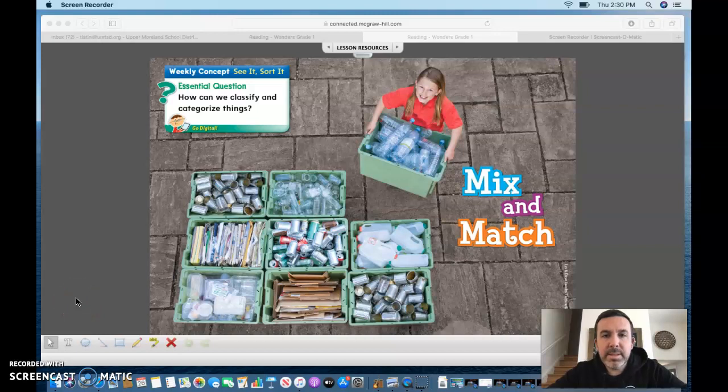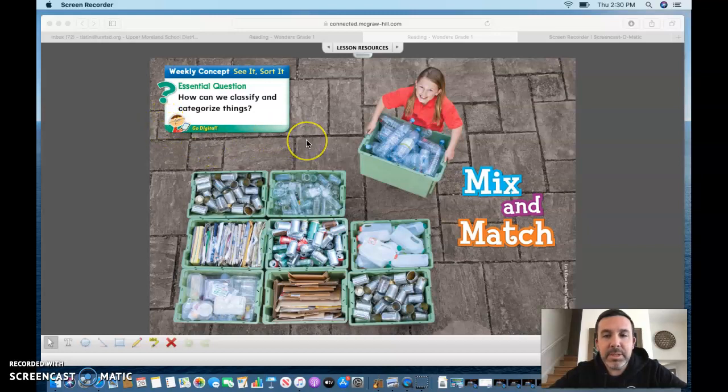All right, my friends. Today we are going to begin our Unit 5, Lesson 1. And in Unit 5, we're going to be talking all about classifying and categorizing things. So if you see our essential question here, how can we classify and categorize things?